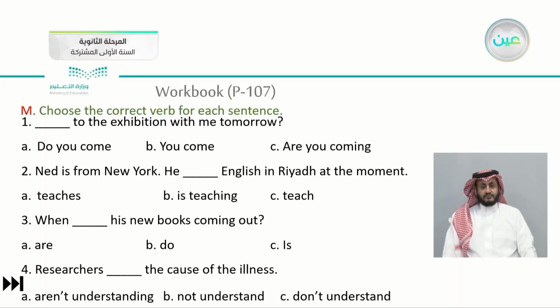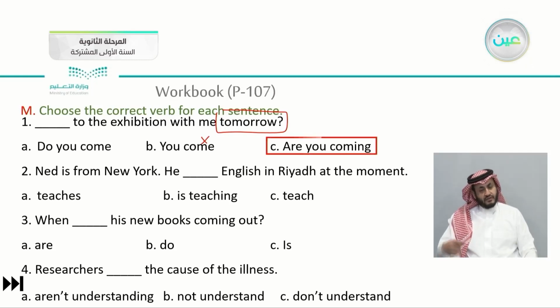Let's check your workbooks on page 107. Exercise M. Choose the correct verb for each sentence. We will choose and tell why we have chosen this or that. Number 1. Do you come, or are you coming to the exhibition with me tomorrow? Notice, future. So, do you come? Present simple. You come. This is actually a sentence, so we can't use it because we are using a question. And are you coming? So we will use are you coming because we can use the present progressive for the future.